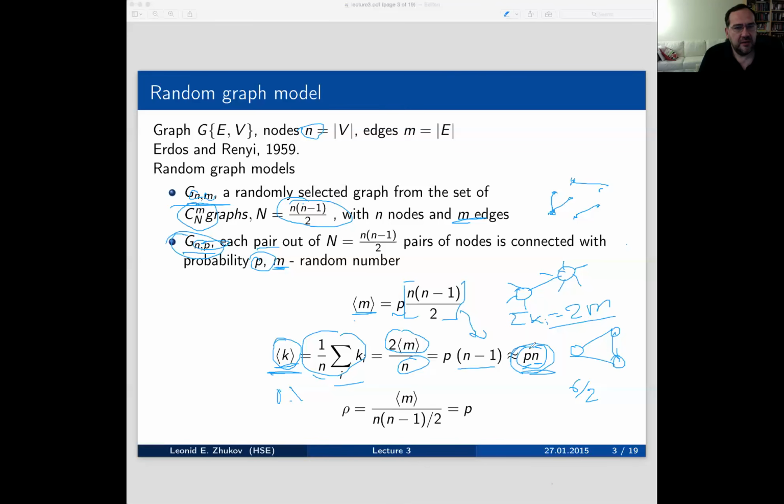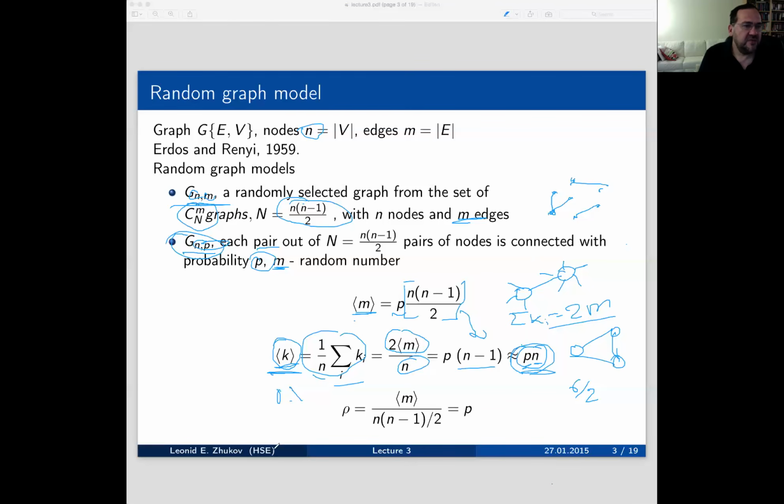But p, together with n, tells you how many connections on average every node has. And it's very clear: if k is small, so the average number of connections is small, and if it is less than 1, then we most likely will have a lot of disconnected pieces, simply because it means on average a node has less than 1 connection.